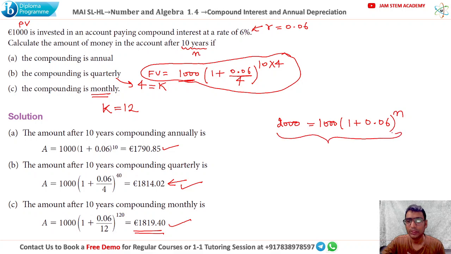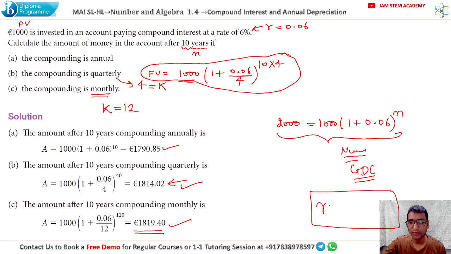Now you can use the numerical solver in your calculator, or you can use the graphing calculator and draw the graph. We already did this in the previous session, how to find the point of intersection and solve for the value of n. So in the comment box, please tell me what value of n you are getting, correct up to 3 significant figures.